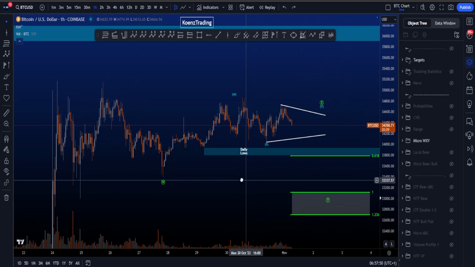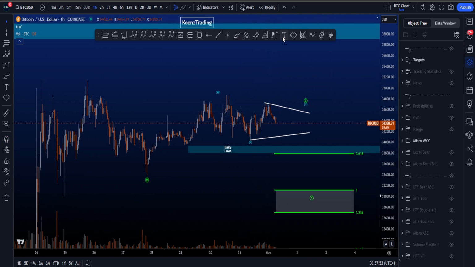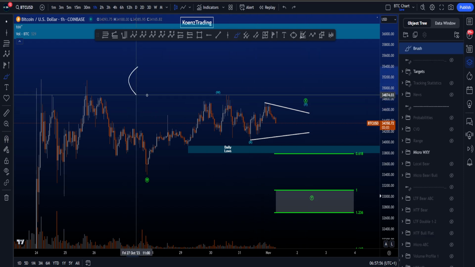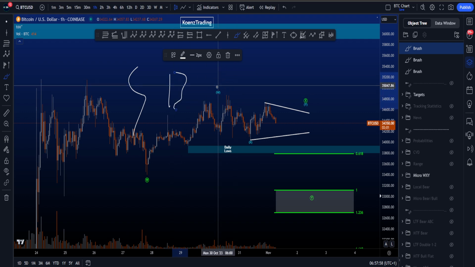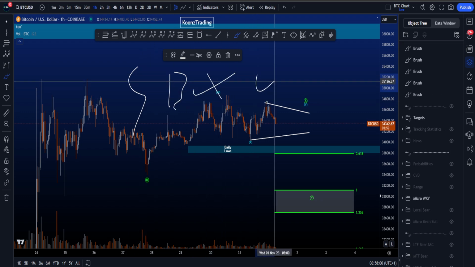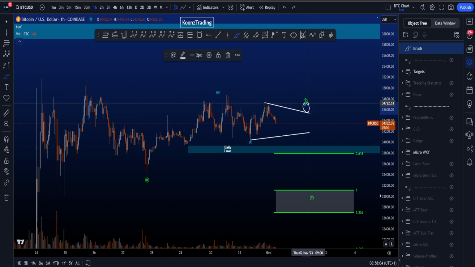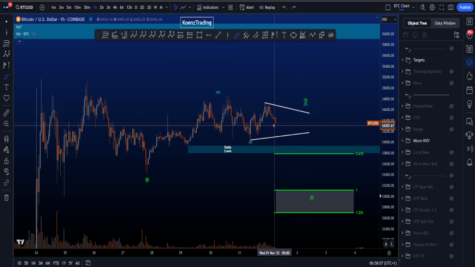But in this scenario, again, WXY, we can have a wave Y triangle, which is allowed because a triangle can be in a wave B, can be a wave 4, B, X, Y, and Z. So those are the positions for a triangle. So wave Y is absolutely fine. But yeah, we have to wait and see how this moves to the downside, of course.